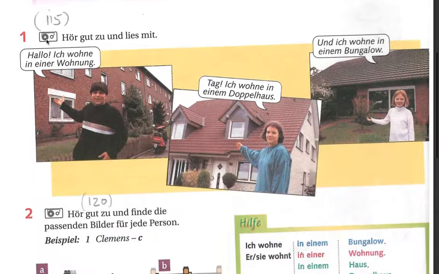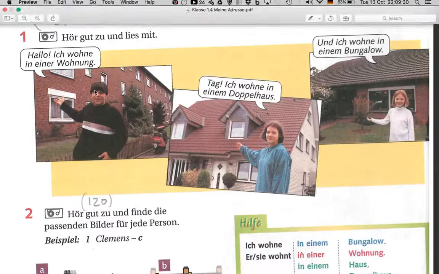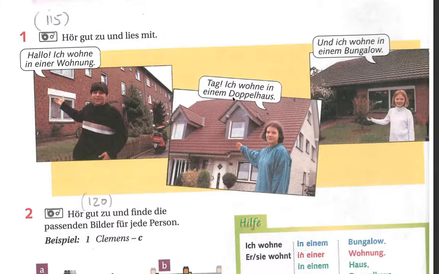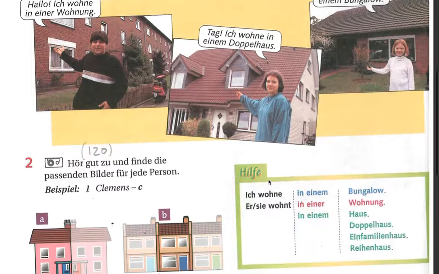So here. Hallo. Ich wohne in einer Wohnung. I live in an apartment. Tag. Ich wohne in einem Doppelhaus. I live in a semi-detached house. Ich wohne in einem Bungalow. I live in a bungalow.